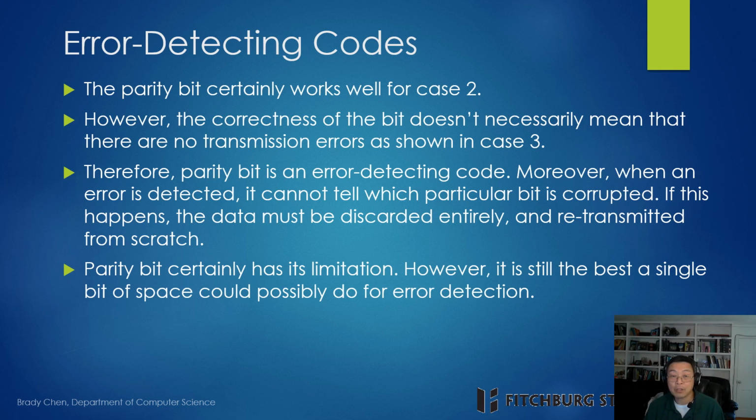Also, when an error is detected, it cannot really tell which particular bit or bits are corrupted. If this happens, the data must be discarded entirely. So you have to get rid of all the 9 bits and ask the sender to retransmit the data. Now, parity bit certainly has its limitation, but it is still the best a single bit could possibly do for error detection.